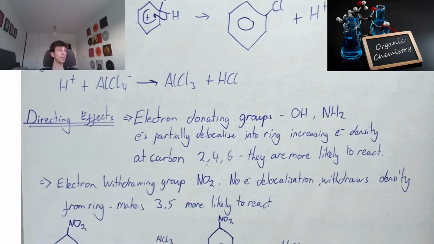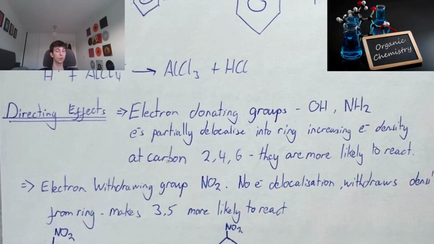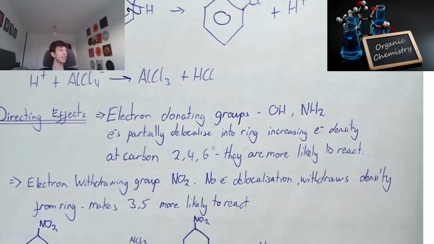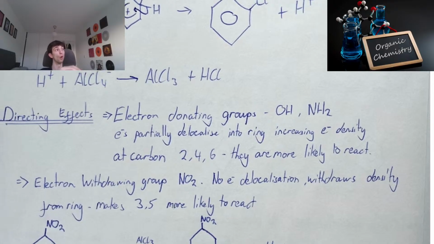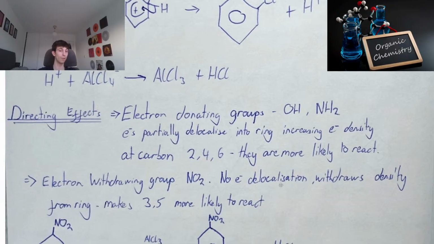And then a good way to think of it, these are the 2,4,6 directing groups. They increase the electron density, they partially delocalize into the ring, so they are electron donating groups. The way to think of the one that's not is NO2. NO2 is electron withdrawing. It's good to remember. "No", for example. That's what my teacher used to tell me, and it did help to be fair. We have no electron delocalization. It withdraws density from the ring. It's an electron withdrawing group. It's 3,5 directing. So carbons 3 and 5 are more likely to react.